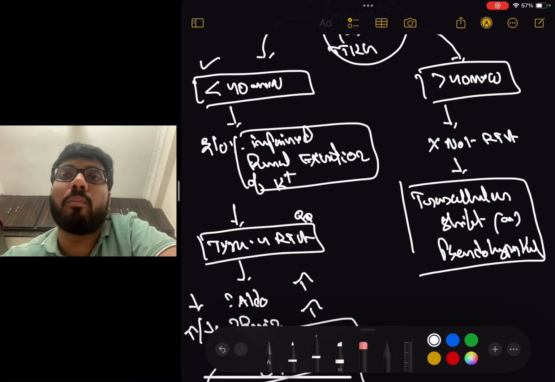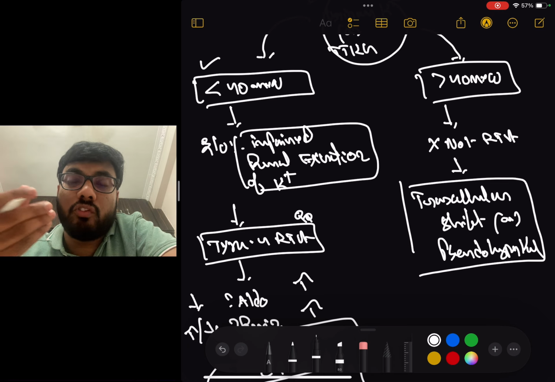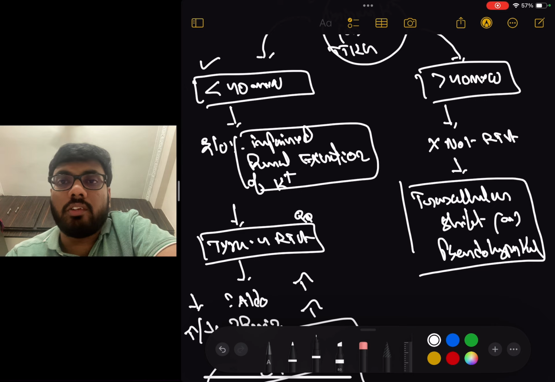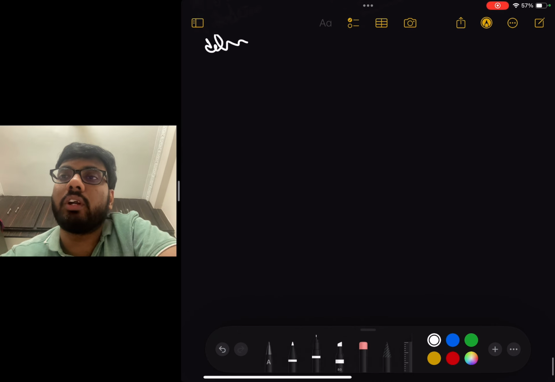Pseudohyperkalemia is due to improper technique. While taking the sample, if you squeeze the veins excessively, what will happen? There is lysis of the cells, which can lead to elevated potassium in the blood sample. Okay, that's pseudohyperkalemia. Transcellular shift. What is transcellular shift?